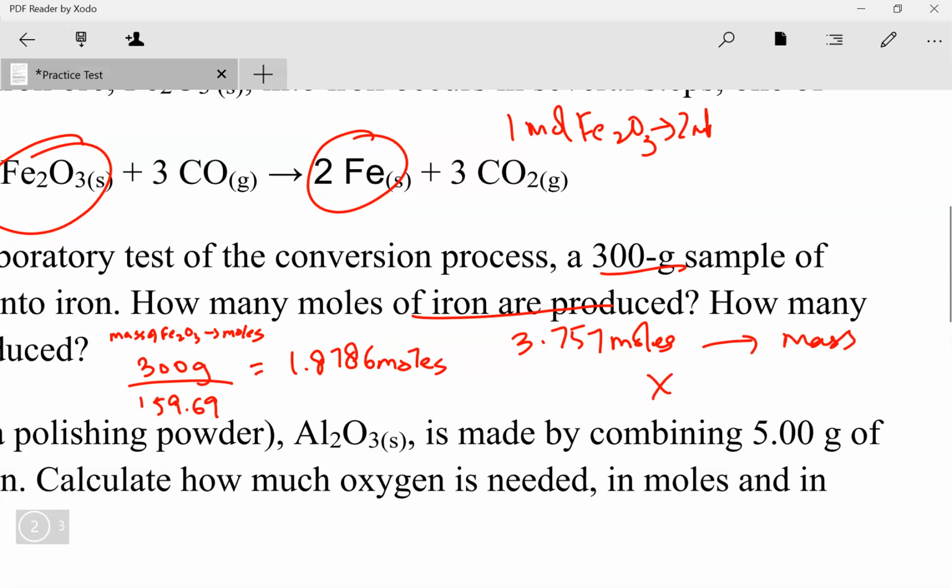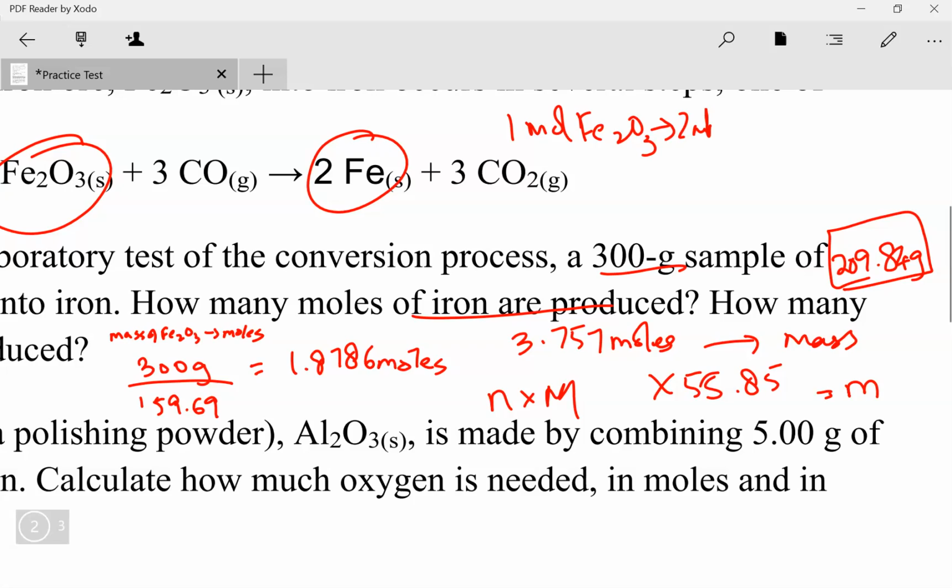So I'm going to multiply by the molar mass of iron, which you can find on a periodic table. It's 55.85. And again, I'm using the formula to calculate mass. I have to do number of moles times molar mass, right? So I do this times 55.85, and I get my mass is 209.84 grams of iron produced.